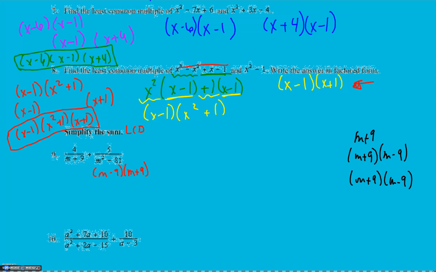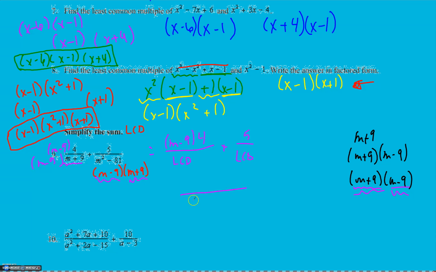I need to make my denominators match. If I look here, I have the m plus 9. I don't have the m minus 9, so I need to multiply by m minus 9. And whatever I do to one part of my fraction, I have to do to the other, top and bottom. In my second term here, I have the m minus 9, I have the m plus 9, so there's nothing that I need to do. Now, I'm going to rewrite this. And it's over my least common denominator, plus 5 over my least common denominator.